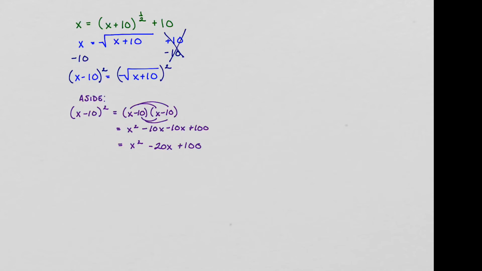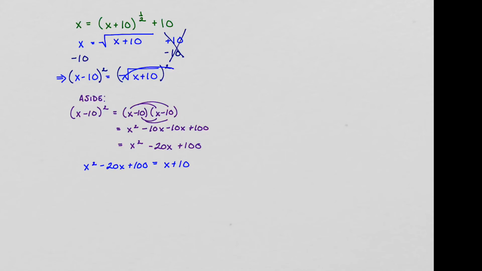So let's put this back into our original problem here. I'm going to substitute my work here. So x squared minus 20x plus 100 is now going to be equal to just x plus 10. Remember that the square root and the square will undo each other. They're inverses of one another.